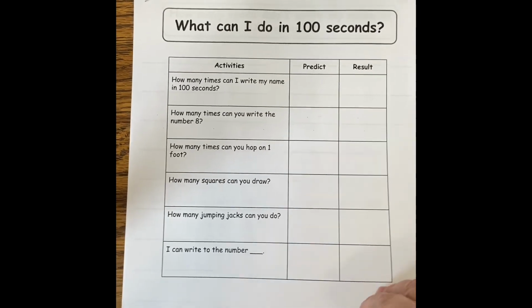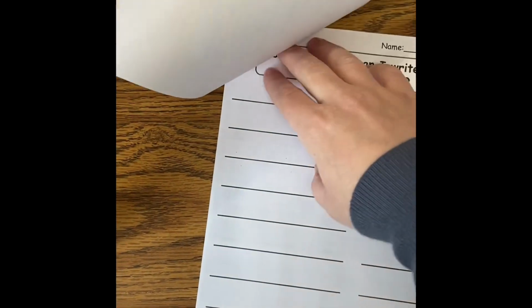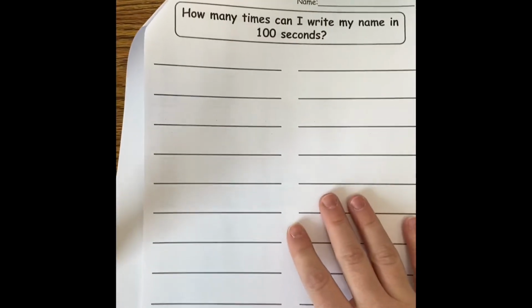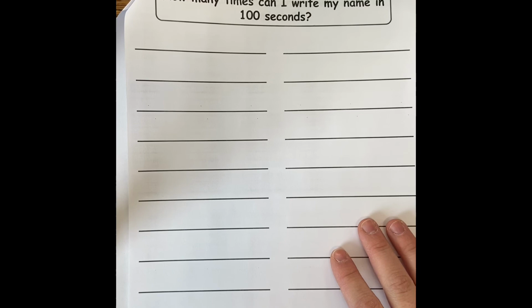So I want you to turn the page to this, and it says, how many times can I write my name in 100 seconds? So what I'm going to do is I'm going to say go. When I say go, you're going to start writing your name and try to write it as many times as you can. And when you hear the timer go off, you're going to stop and we're going to see how many times you wrote it, okay?